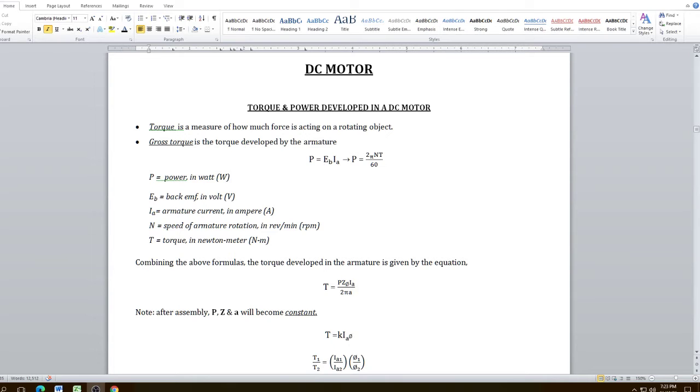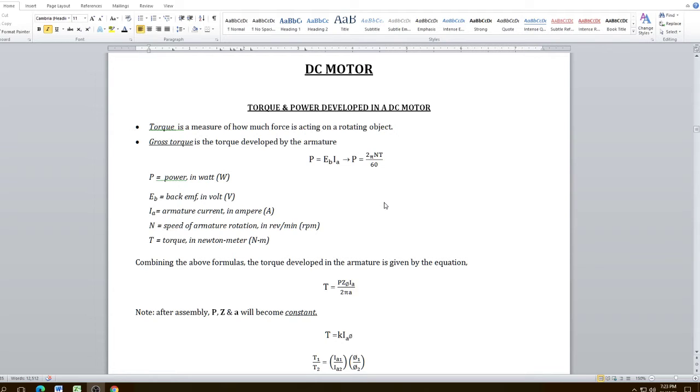So this time I'll be discussing the DC motor. The topic is torque and power developed in a DC motor. Torque is a measure of how much force is acting on a rotating object. The gross torque is the torque developed by the armature.